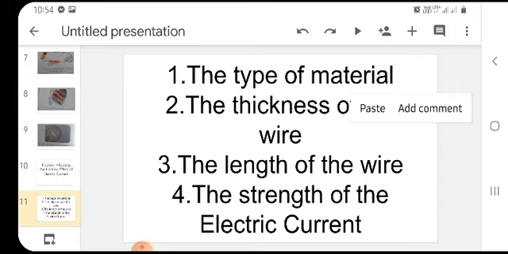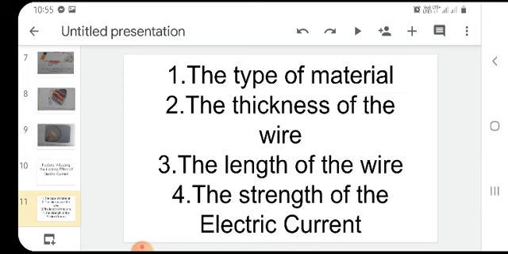Third factor is the length of the wire. It also depends on the length of the wire in an electric circuit. Longer wires produce more heat as compared to shorter wires for the same strength of the current, as they offer more resistance to the flow of the current. For example, longer wires produce more heat and shorter wires produce less heat.